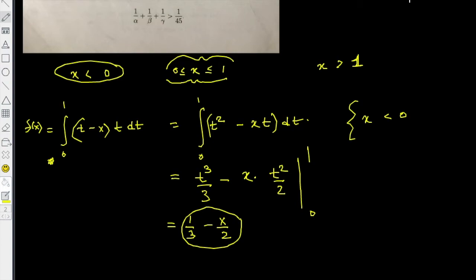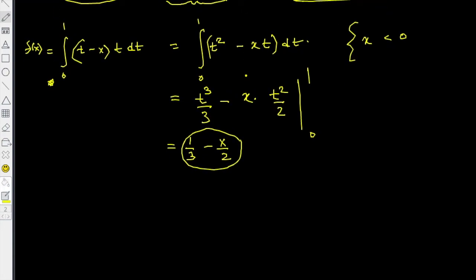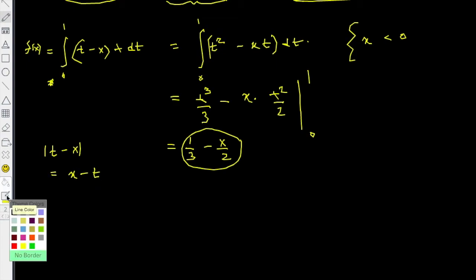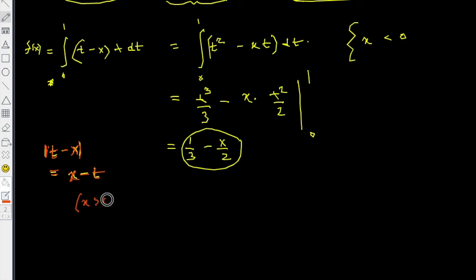Also, let's deal with the case where x is greater than 1. Then we will take the complicated case, x between 0 and 1. So x greater than 1, that means the absolute value of t minus x is equal to x minus t, right? Because t is between 0 and 1. So maybe we can use a different color for this particular case. This is because x is greater than 1 and t is between 0 and 1.